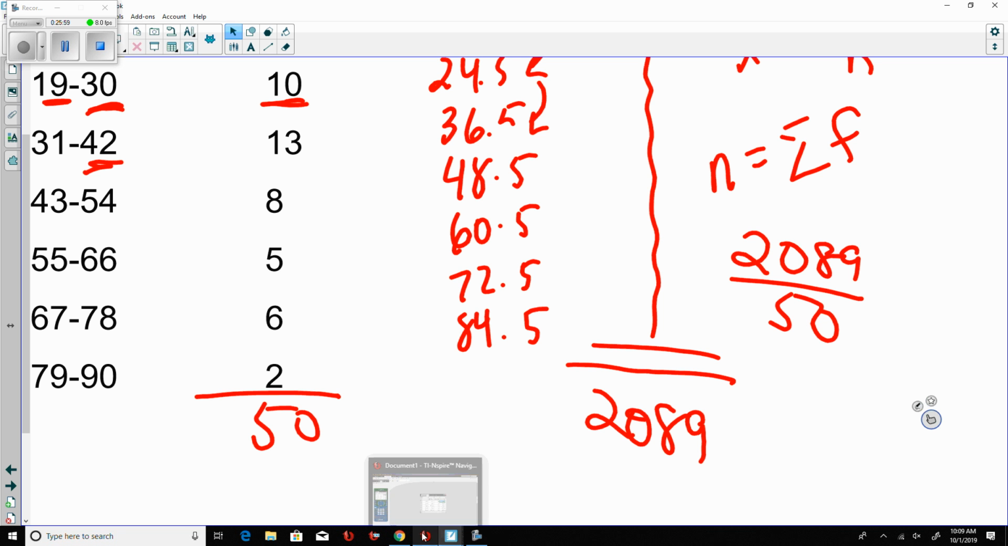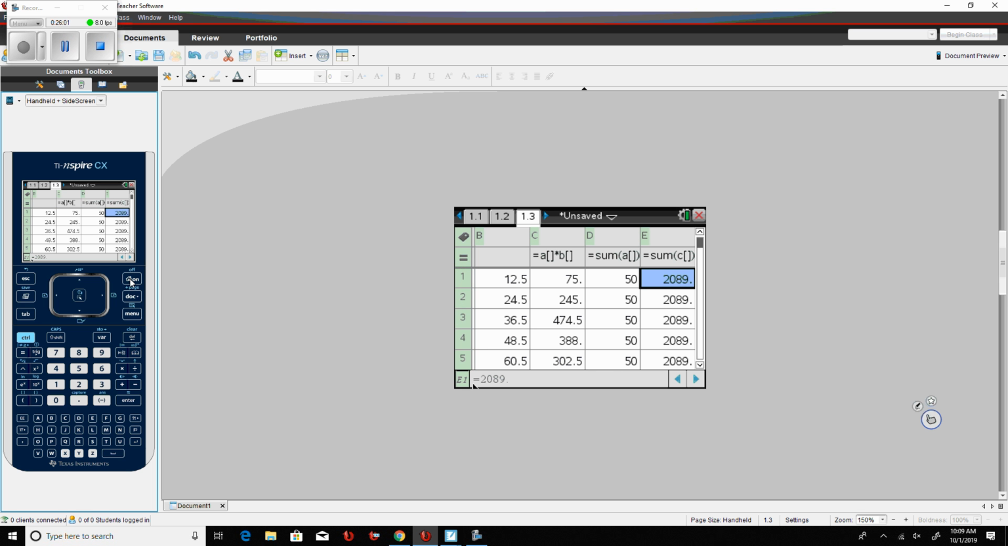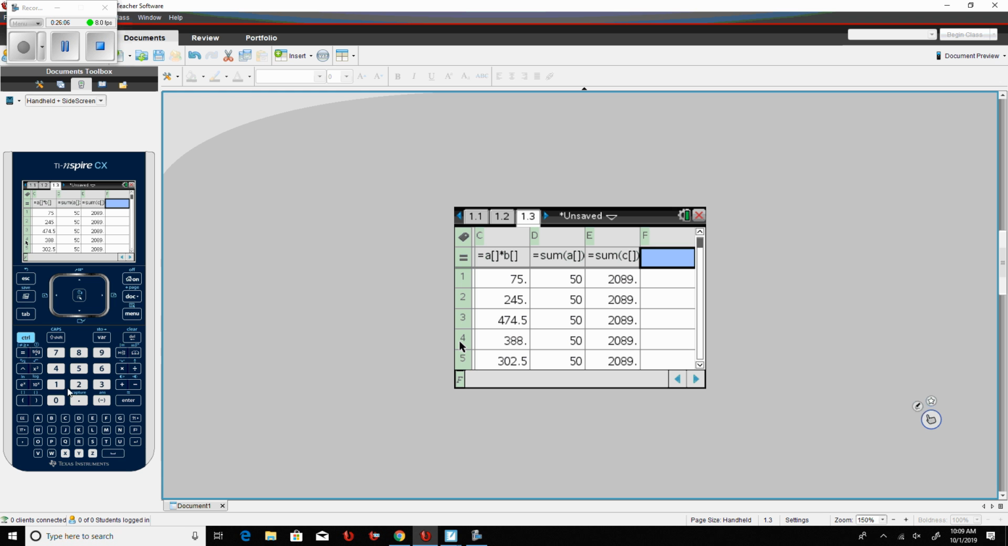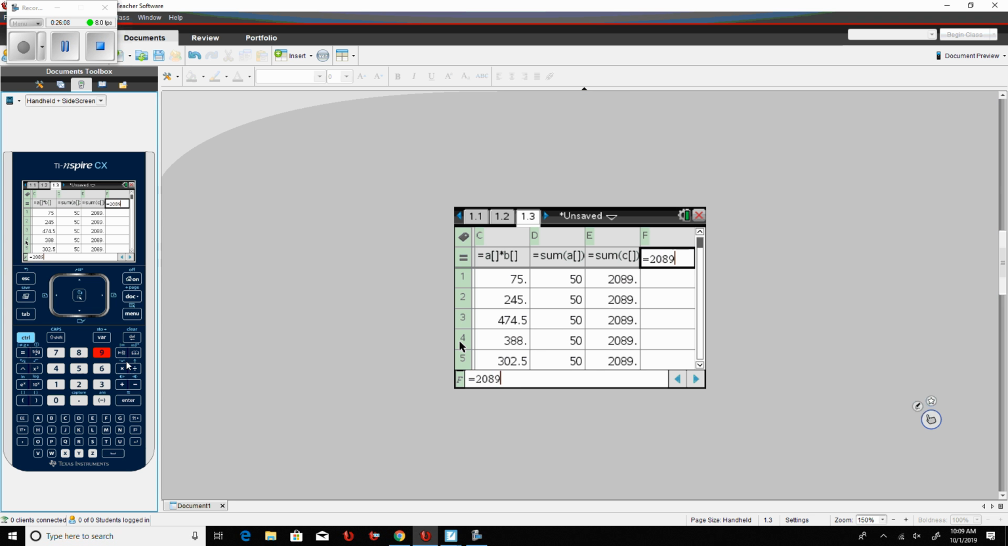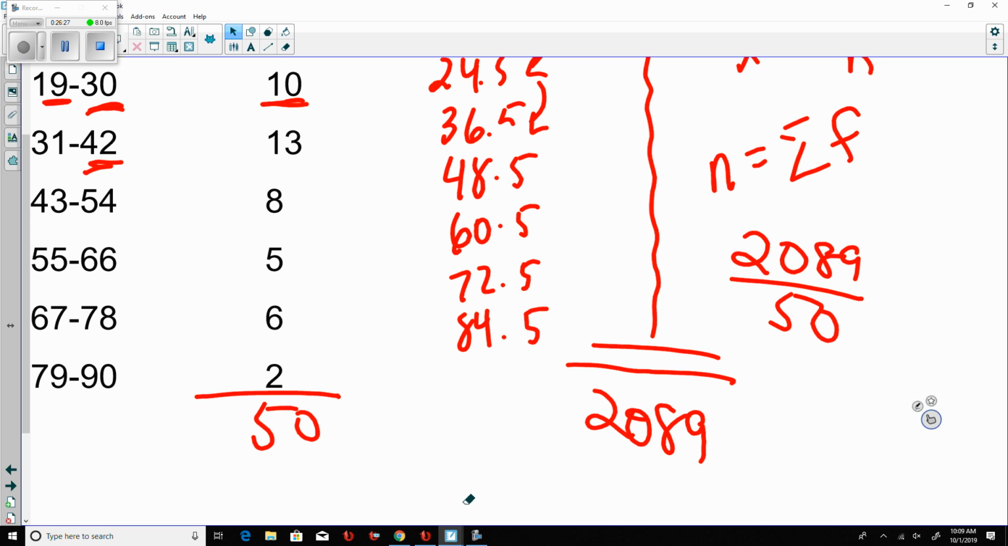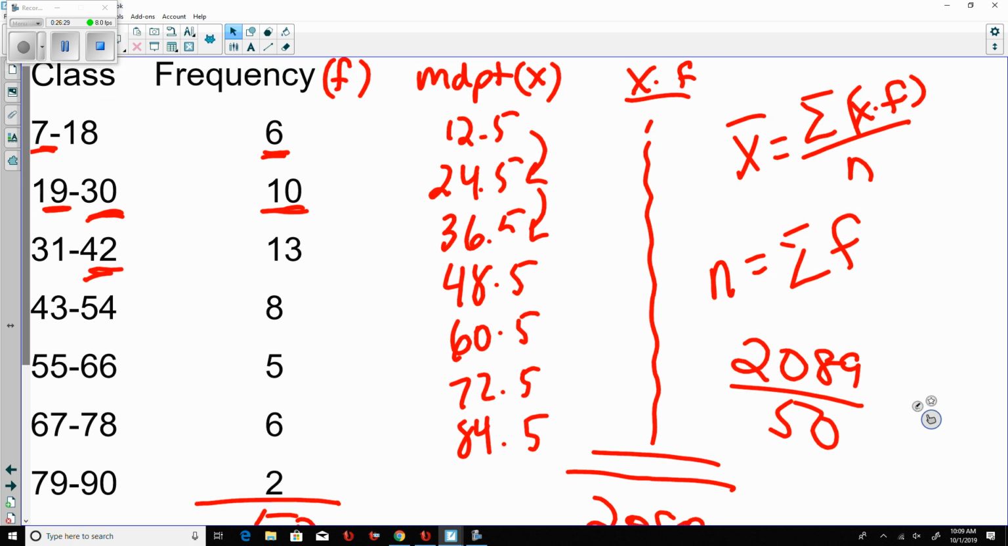So back to your calculator. And I guess you could even do it right here. You could do it up here in F. You can do 2089 divided by 50, decimal, enter, and you have 41.78. Okay, and that is the mean of your frequency distribution. So we used this formula right here, summation of X times F all over N.